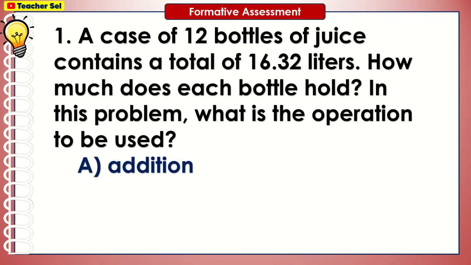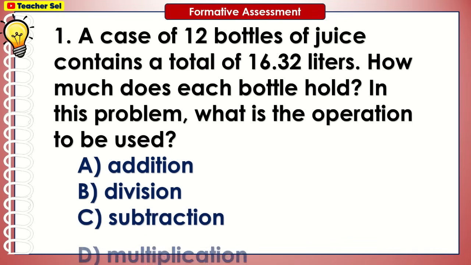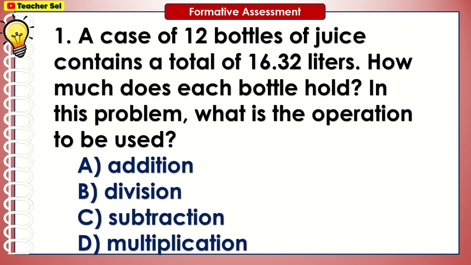Writing the complete and step-by-step solution helps a lot in figuring out the final answer. A case of 12 bottles of juice contains a total of 16.32 liters. How much does each bottle hold? In this problem, what is the operation to be used? Addition, division, subtraction, multiplication. The answer is B, division.